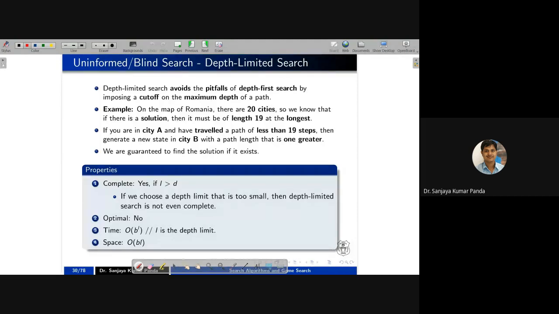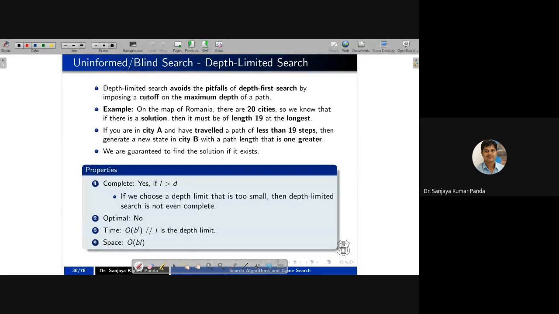There is another search which is an extension of depth first search, called depth limited search. So what is there in depth limited search? You know that in depth first search, if the depth is high or infinite, definitely you will not get your solution. So depth limited search avoids this pitfall by imposing a cutoff on the maximum depth. I'll give you a cutoff: you can go up to depth level 3, and you will get your solution.